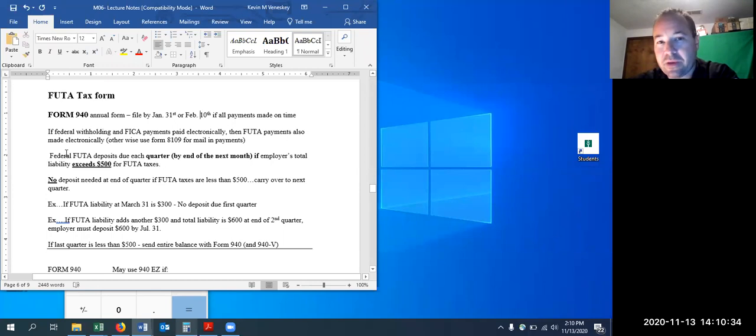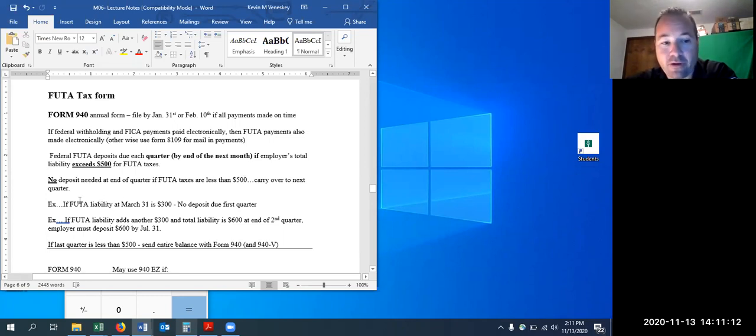Notice here, when you have to pay your FUTA taxes, there's a little caveat. Typically, they're due by the end of the next month after the quarter. But since a lot of times these are small amounts, especially if you don't have very many employees, if you're below $500 you can just carry that amount over into the next quarter. As long as you don't exceed $500, you don't have to make that quarterly payment. You can, you just don't have to. So no deposit if you're less than $500.